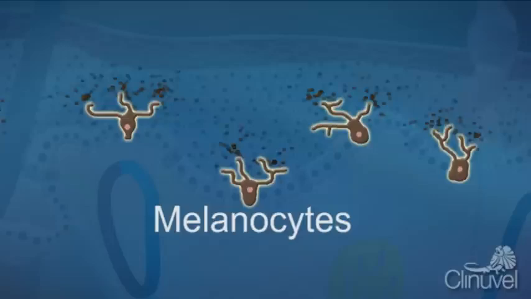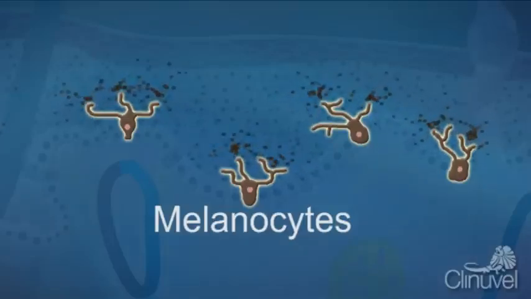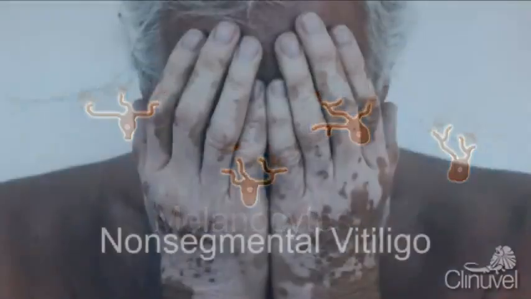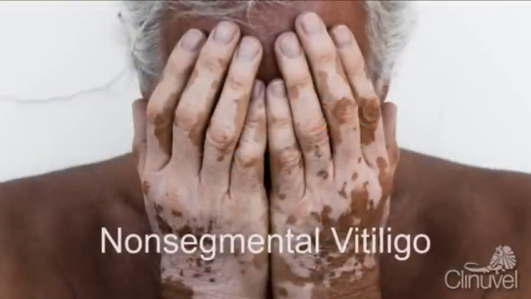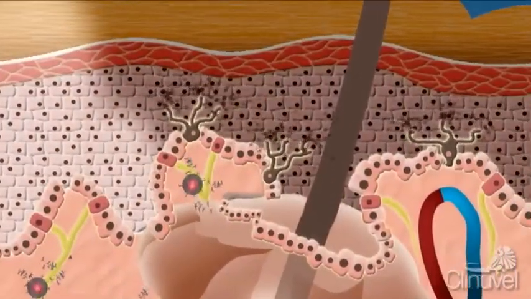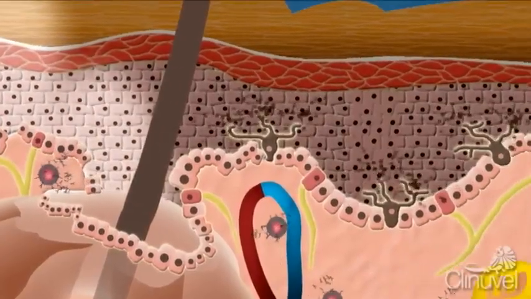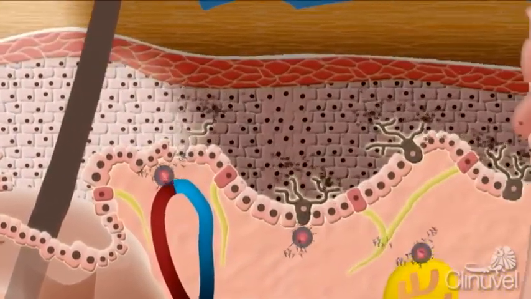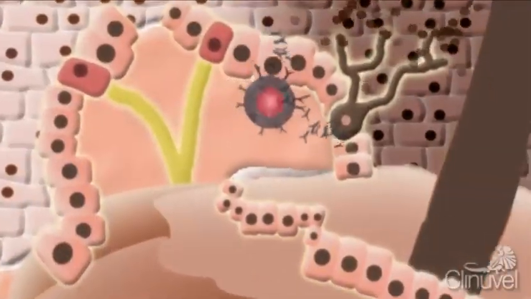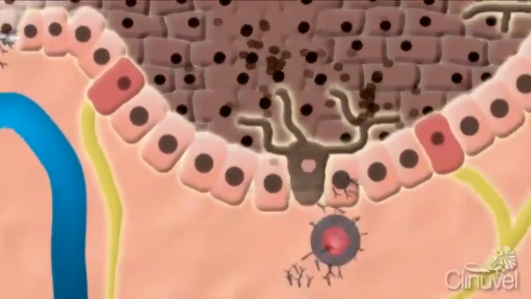Melanocytes are found in the top layer of our skin, the epidermis, and hair follicles, in the deeper layers of the skin. The most common subtype of vitiligo, non-segmental vitiligo, occurs in 85 to 90% of cases. While the exact cause of non-segmental vitiligo is unknown, it is believed to have an autoimmune component. This means that the body's own immune system attacks and destroys the melanocytes, causing the loss of pigment and leading to white patches seen in the disease.